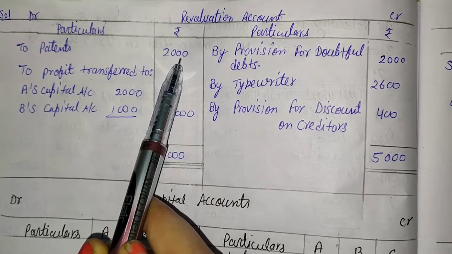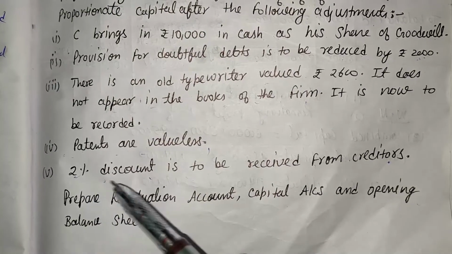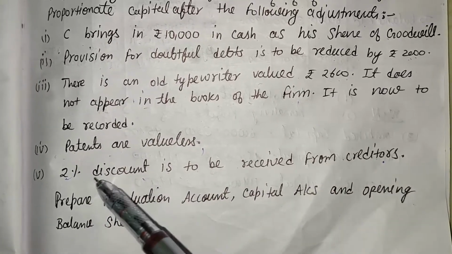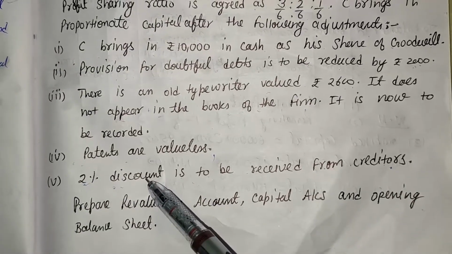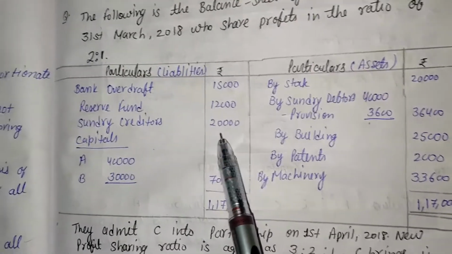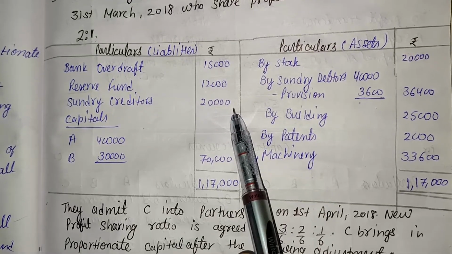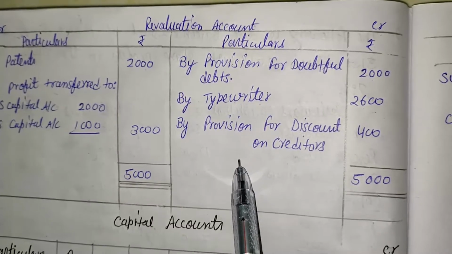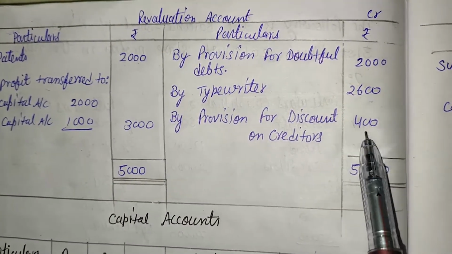Then the next information, 2% discount is to be received from creditors. 2% discount on creditors, it means it is an asset. So what is the value of creditors? Creditors' value is rupees 20,000, and 2% of 20,000 is 400. So here it is, by provision for discount on creditors, rupees 400.